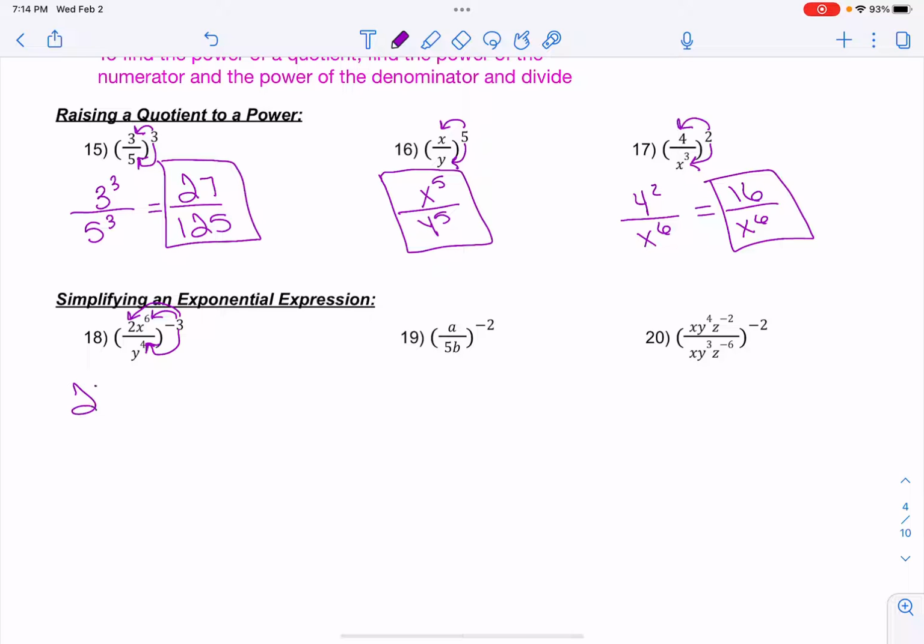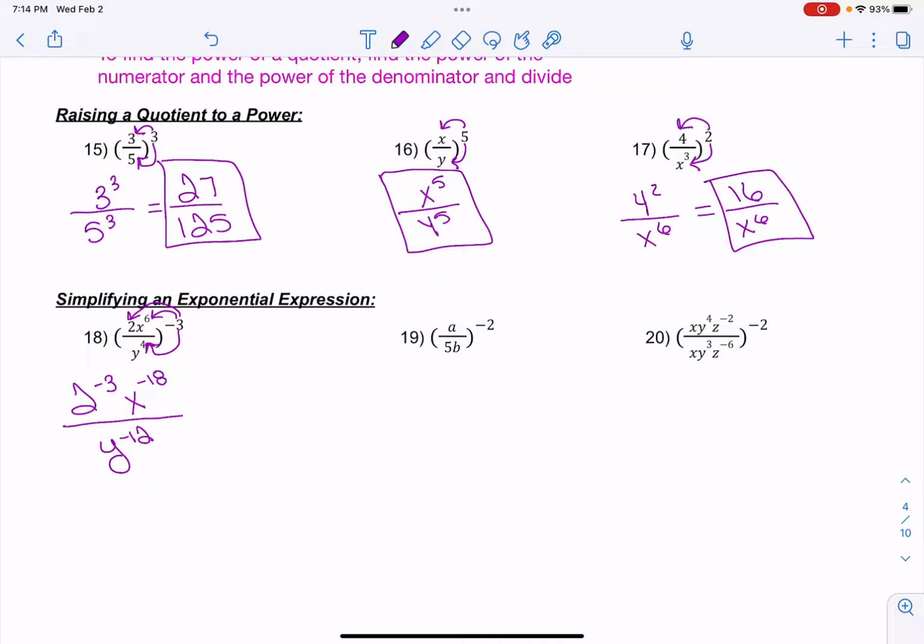So we get 2 to the negative third, x to the sixth raised to the negative third. We have to multiply. 6 times negative 3 is negative 18. And then same idea on the bottom. We have y to the fourth raised to the negative 3, which is going to be y to the negative 12th, because again, we multiply.